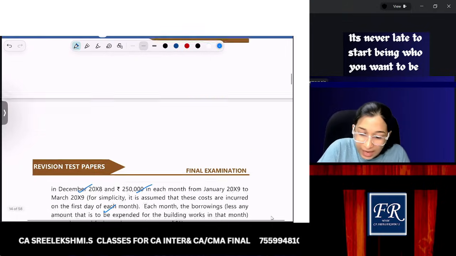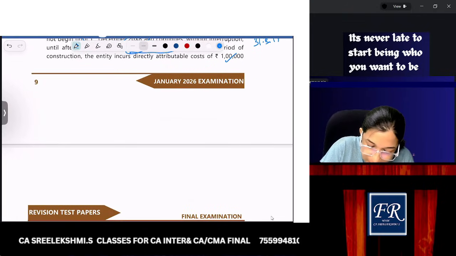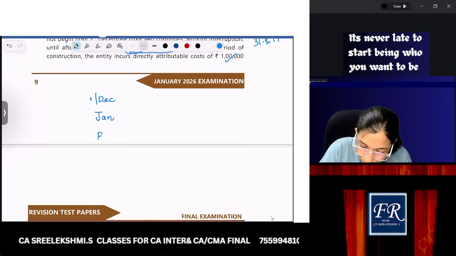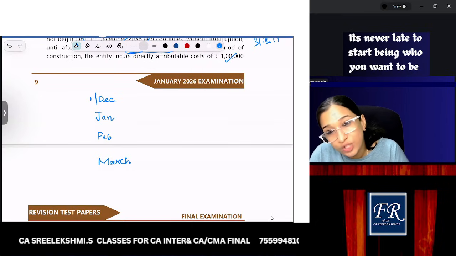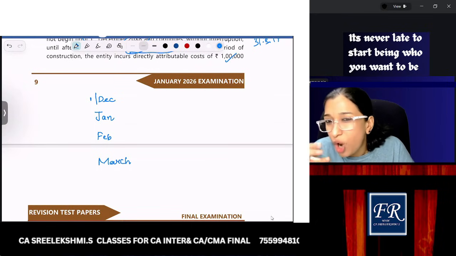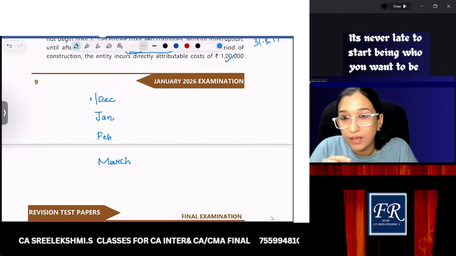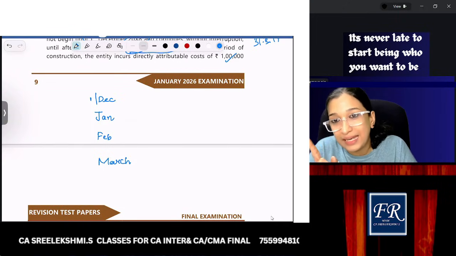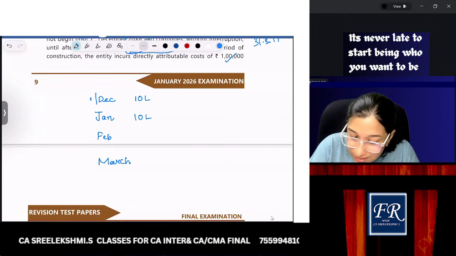What I'll do? I can capitalize from 1st December. So December, January, February, March. I can capitalize for these 4 months. December, how much amount? Is it on 1 lakh or is it on 10 lakhs? Because it is a specific loan, it is on 10 lakhs.